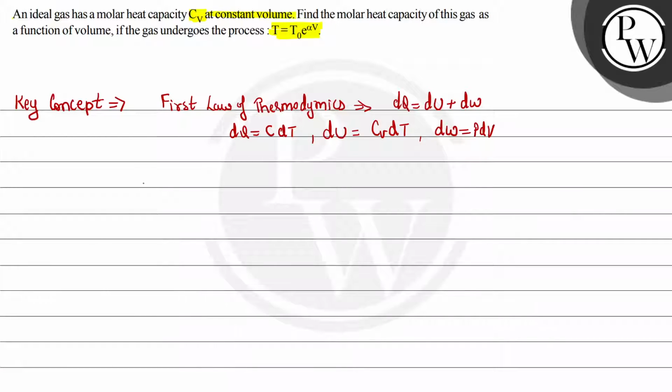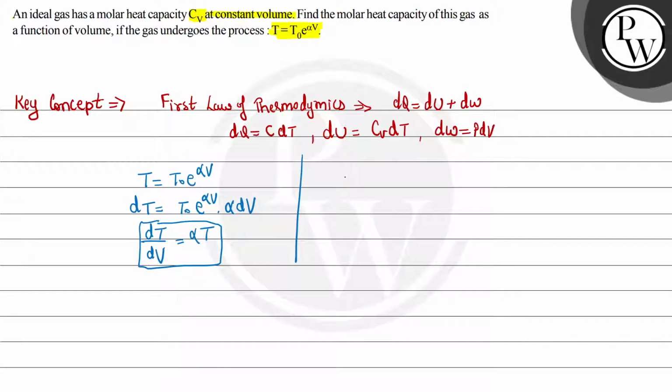Now just differentiate the given equation. The given equation is T equals T naught e to the power alpha V. Differentiating, dT equals T naught e to the power alpha V into alpha, and the differentiation of V is dV. So dT divided by dV is T naught e to the power alpha V, which is actually equal to capital T into alpha.